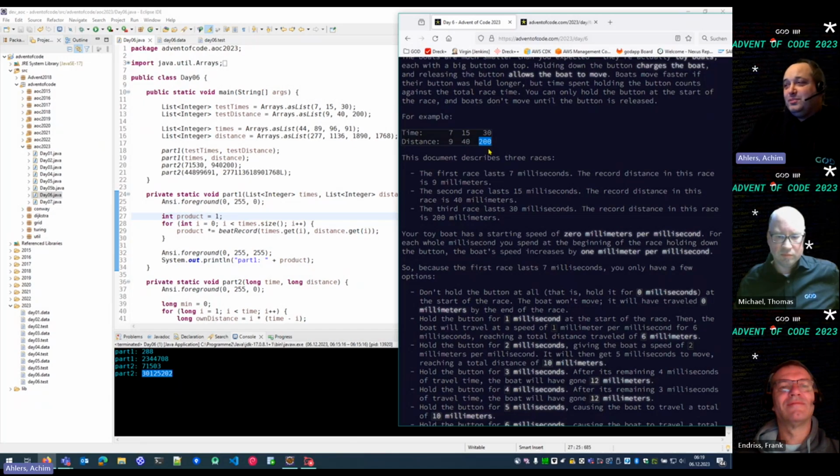Our own boat is defined as having a starting speed of 0 millimeters per second. We have a button that we can push, but each millisecond that we push it, the boat doesn't move. If we don't push the button at all, it doesn't move at all. If you push the button over the entire time, the boat doesn't move either. So we have some kind of optimization problem.